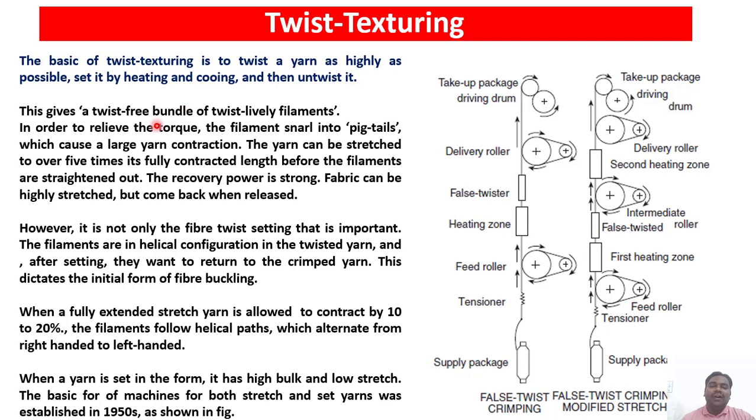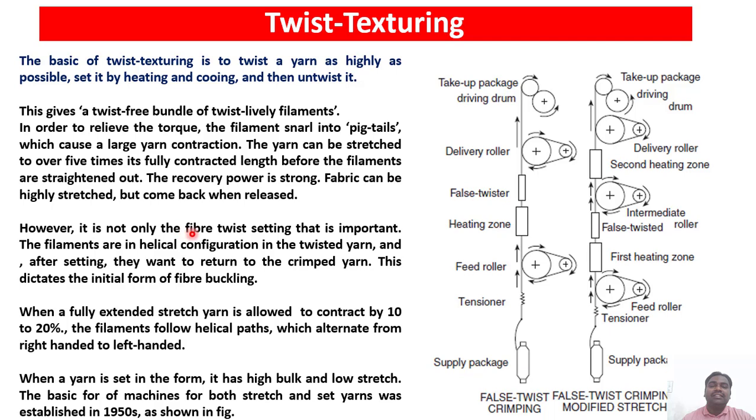In order to relieve this torque, the filaments run into the pigtail, which causes large yarn contractions. So these yarns can be stretched to over 5 times their fully contracted length before the filaments are straightened out. So in this case, the yarn is stretched to 5 times its original length before the filament is straightened out, and the recovery power is also strong, and the fabric can be highly stretched if the yarn is used for fabric production, but it comes back when it is released. So it has high stretch and, at the same time, recovery property.